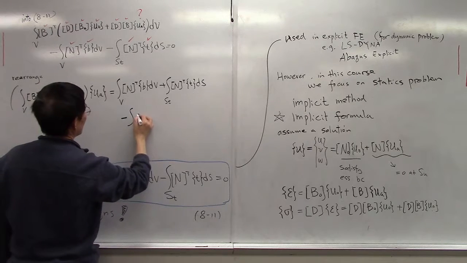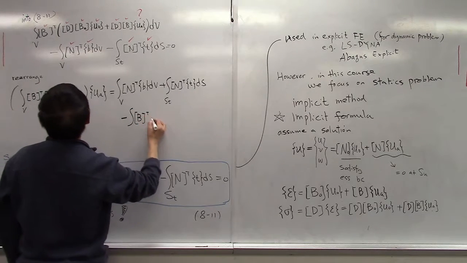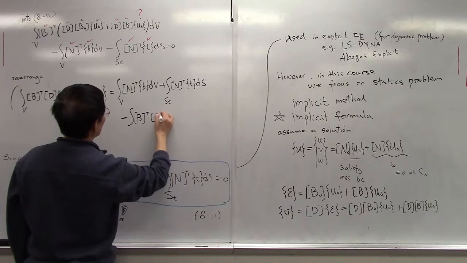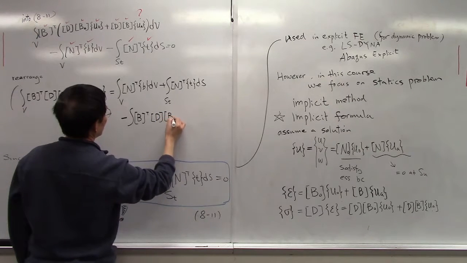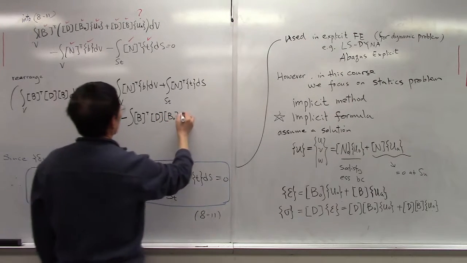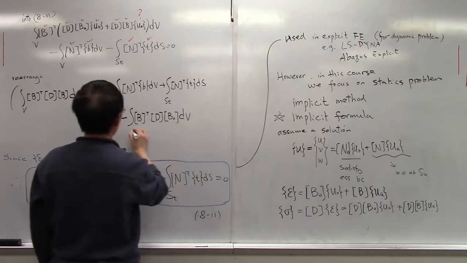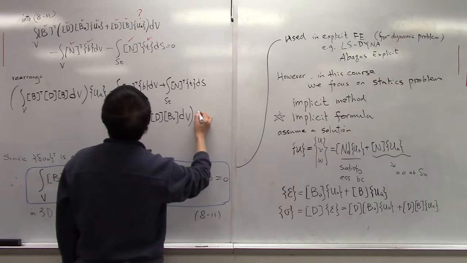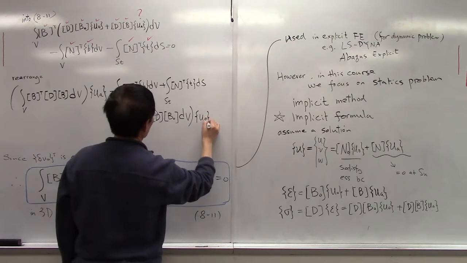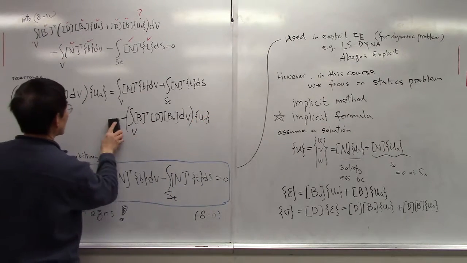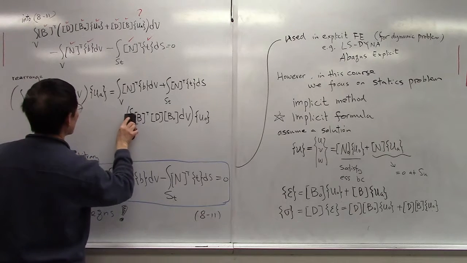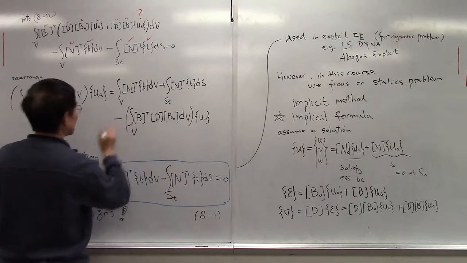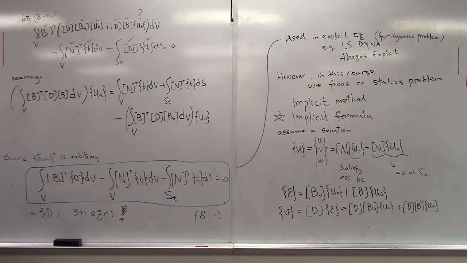It's B transpose D B_0 dV, this whole thing times U_0. Okay? So let me write it like that. This is the most important equation.